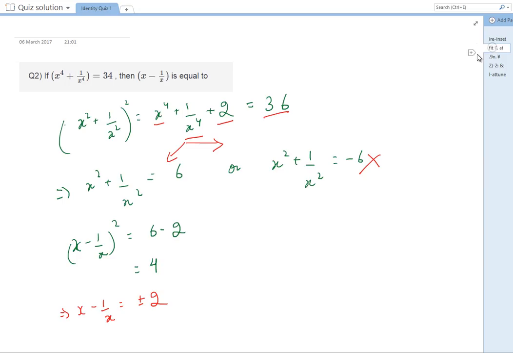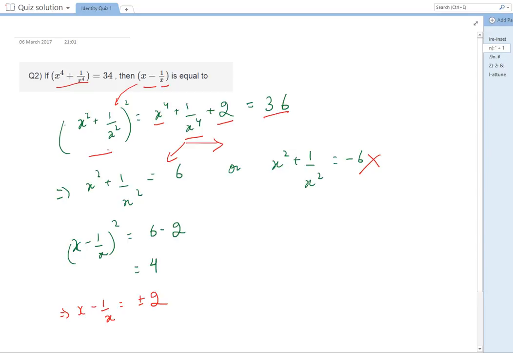Moving to the second question. Here what we have been given is x to the power 4 plus 1 by x to the power 4, and we have been asked to calculate the value of x minus 1 by x. Now we know there isn't a direct relationship between x and x to the power 4, but we can go there via x square plus 1 by x square. So we know this relationship, (x square plus 1 by x square) square will be x to the power 4 plus 1 by x to the power 4 plus 2, and we can get to x square from x minus 1 by x by squaring this term.